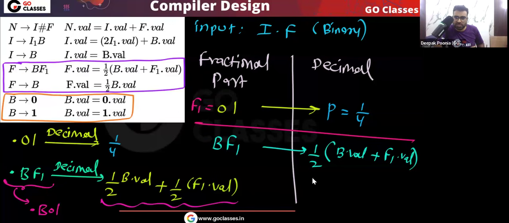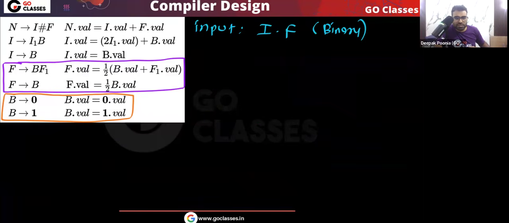Okay, I hope you understood this. So very simple. Finally, I can say that what this grammar, this SDT, this syntax directed translation scheme, is basically doing is converting binary to decimal. I hope you understood this point, that this is basically converting binary to decimal.